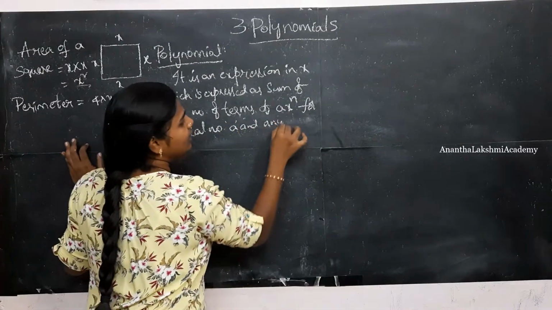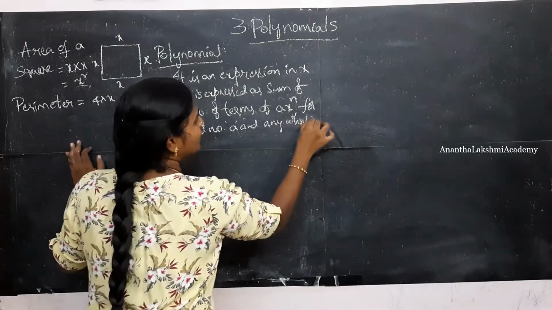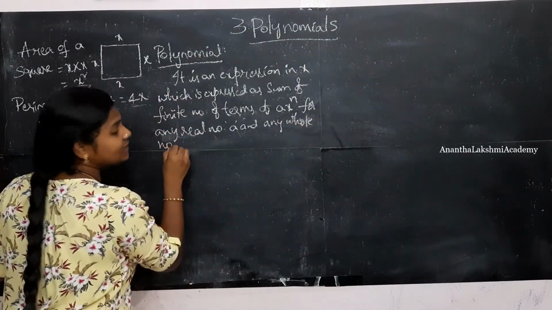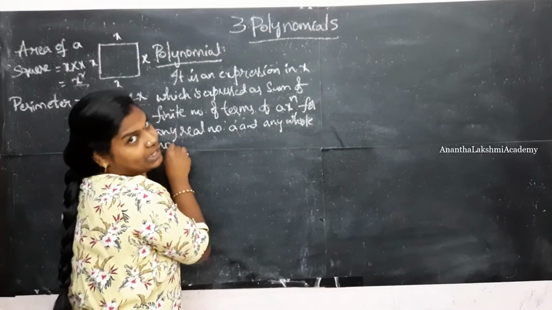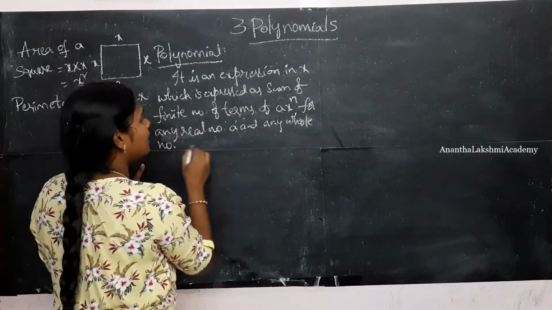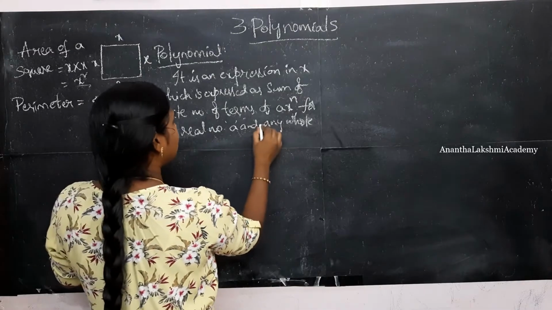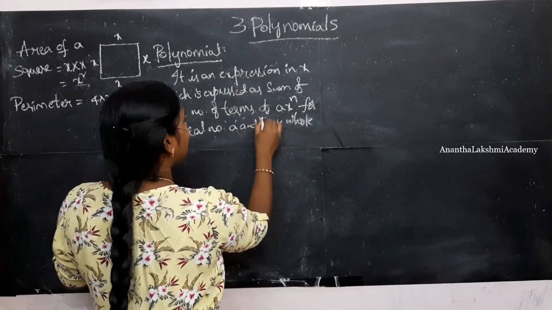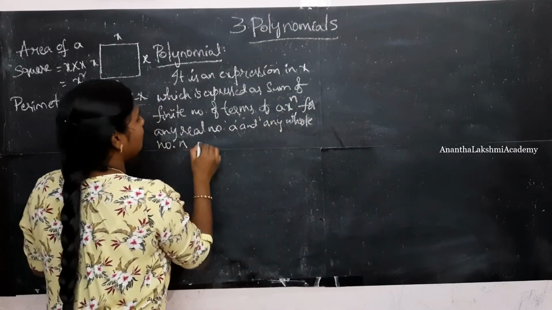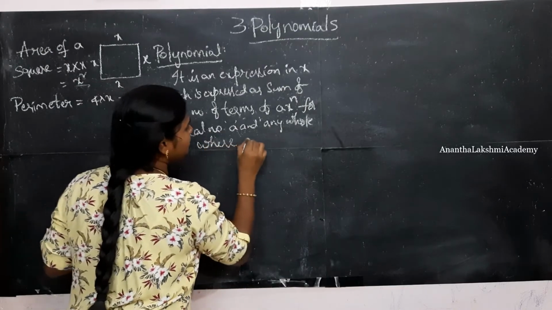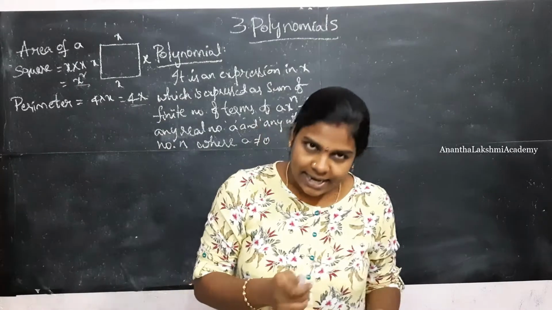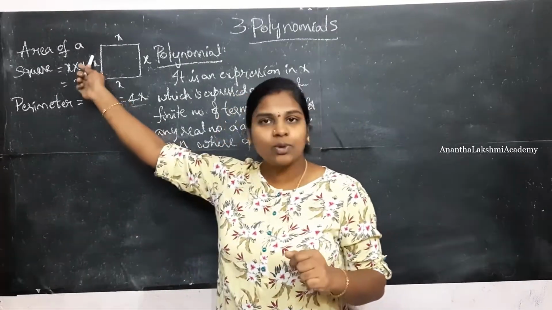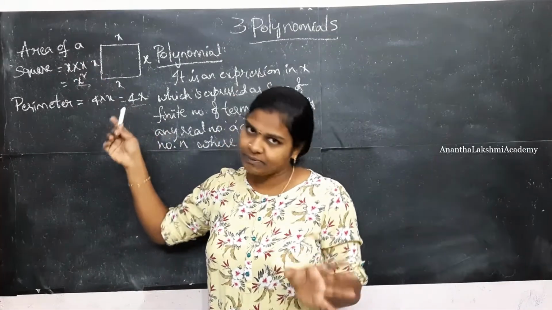and any whole number n. What is a whole number? We have discussed this in number systems, in the very first introduction of real numbers, right? A whole number begins with 0. And for any whole number n, where a is not equal to 0. Initially, we took an example to get an expression in terms of x: the area of a square and the perimeter of a square that we calculated.